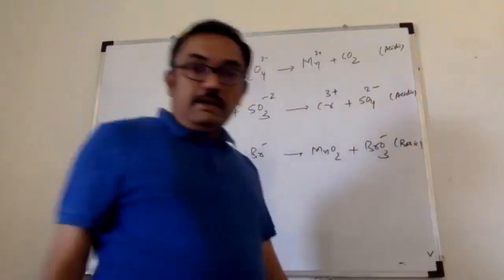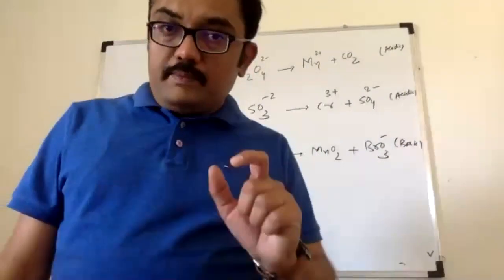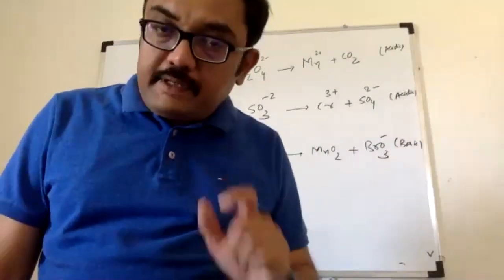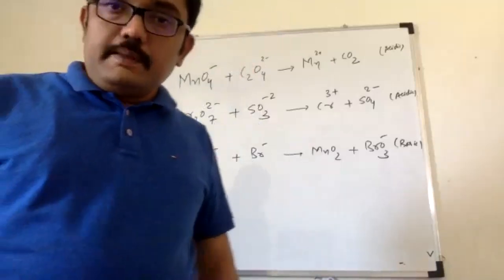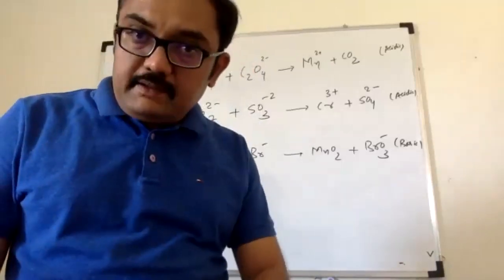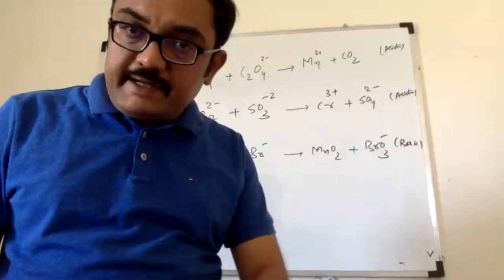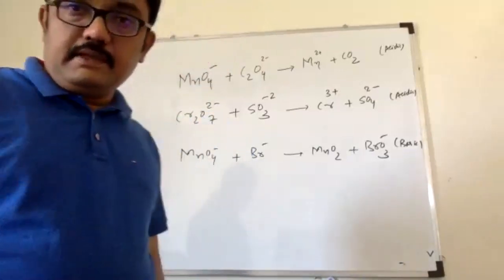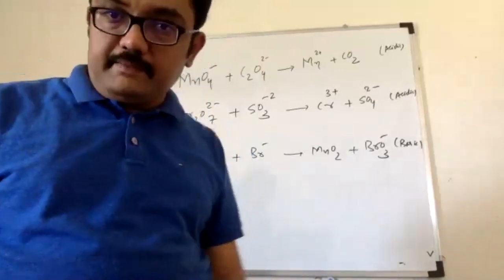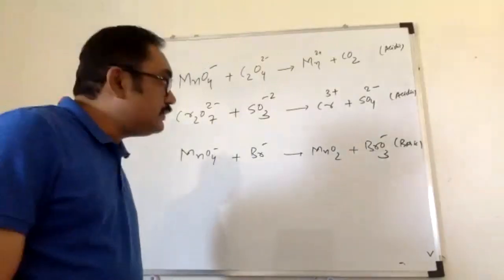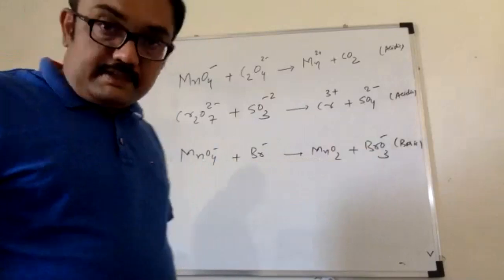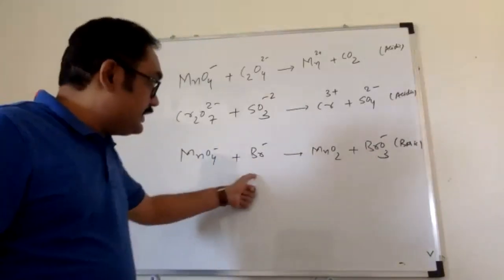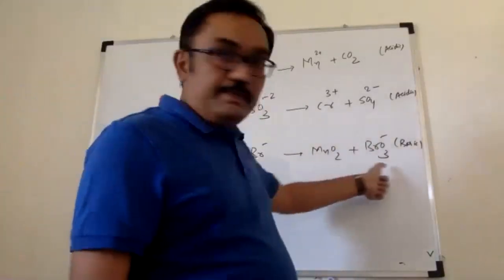Now, if they do not want to give the medium in the bracket, they will put OH- in the equation. The presence of OH- indicates that the medium is basic. There are two ways to show the medium. So the medium is basic in this equation: MnO4- plus Br- gives MnO2 plus BrO3-.